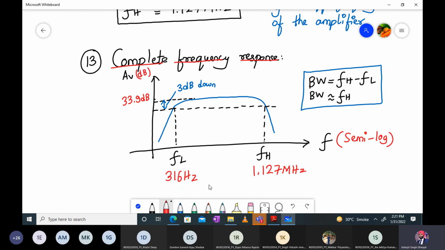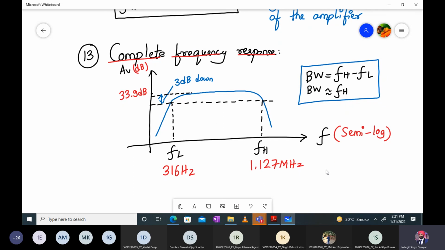So that's it for this lecture. If you have a query, please do ask. It was the same numerical. The only thing is we have found the higher cutoff frequency, and we have drawn the entire complete frequency response of the circuit.